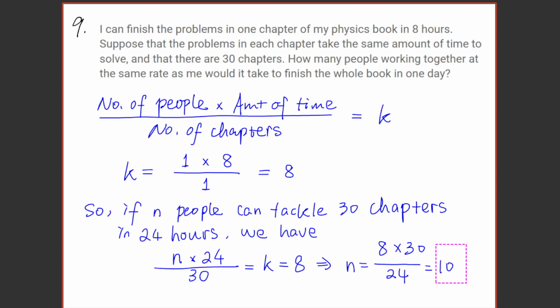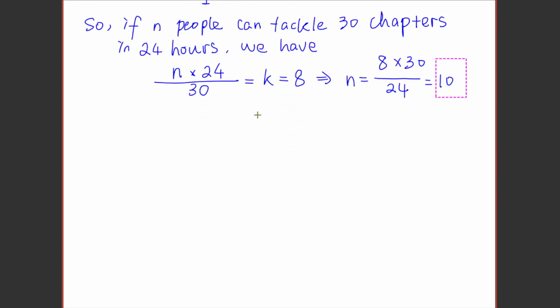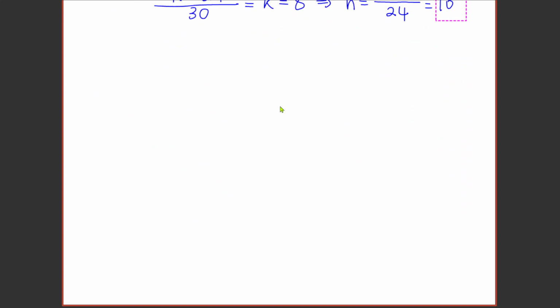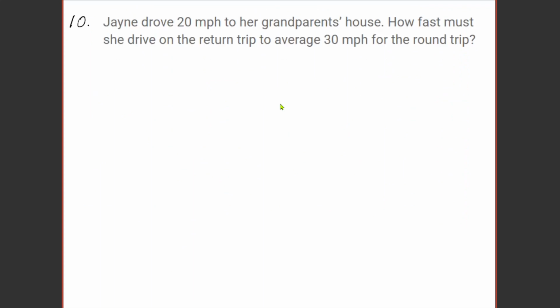All right, if no questions, let's have a look at the next one. Okay, question number 10. Janie drove 20 miles per hour to her grandparents' house. How fast must she drive on the return trip to average 30 miles per hour for the round trip?